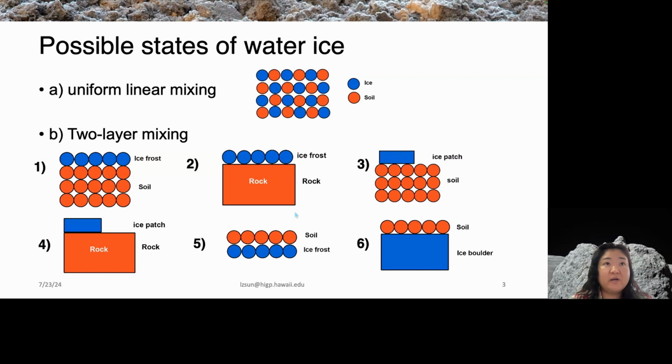The first one will be a very simple linear mixing between ice and soil grains. The second one will be slightly more complicated. So we included 6 cases of two-layer mixing, including ice frost over soil or rock, and ice patch over soil or rock. And the last one is soil over ice frost or ice boulder, because later impacts can lay a thin layer of soil over these ice features.